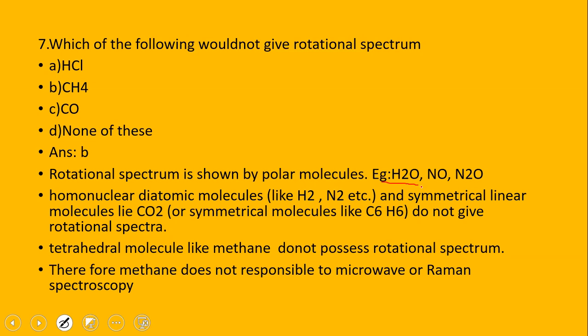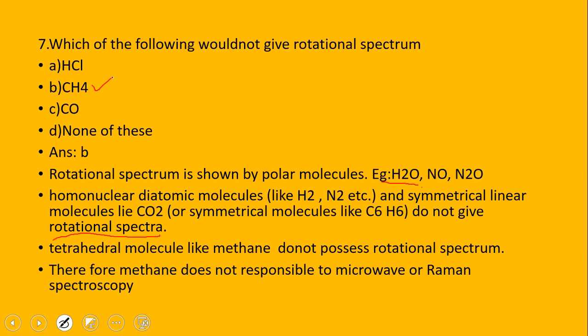N2O. These polar molecules give a rotational spectrum. Homonuclear diatomic molecules like hydrogen or nitrogen and symmetrical linear molecules like carbon dioxide do not give a rotational spectrum. Tetrahedral molecules like methane do not possess a rotational spectrum. So the correct answer is option B, methane.